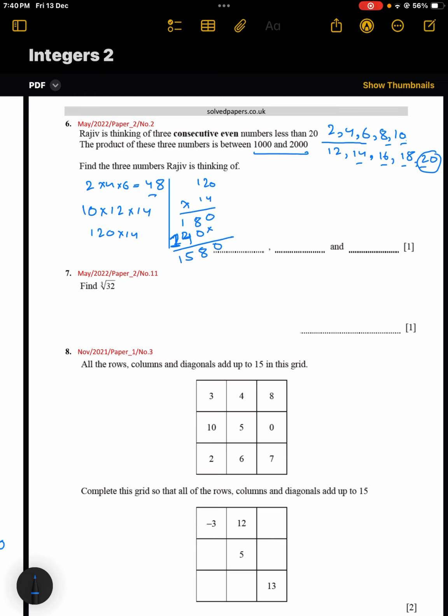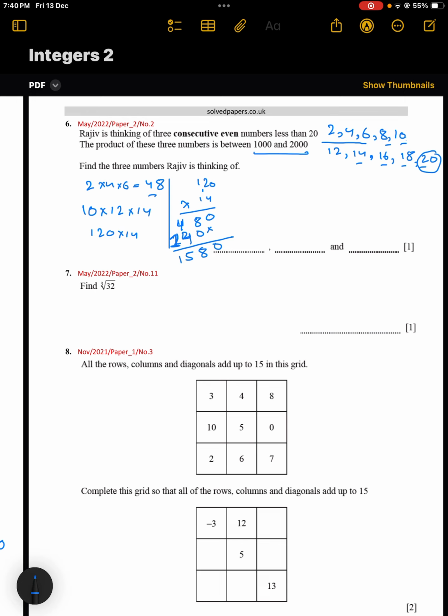When we multiply 10 with 12 and then with 14, we get 16 something. Let me check my answer once again. 4 times 0 is 0, 4 times 2 is 8, 4 times 1 is 4. This 4 times 1 is 4. Okay, 4 times 1 is 4.